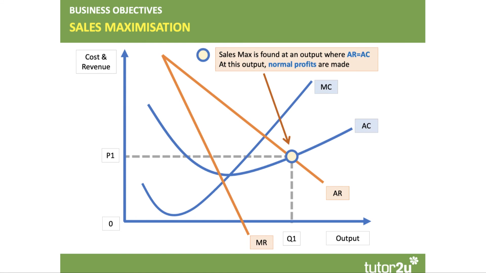Sales maximisation is a higher output level. This is where the firm will produce the maximum output they can consistent with achieving at least normal profit. So it's the intersection between the average cost and the average revenue curve at output Q1 there. Often means a lower price than the profit maximisation point.